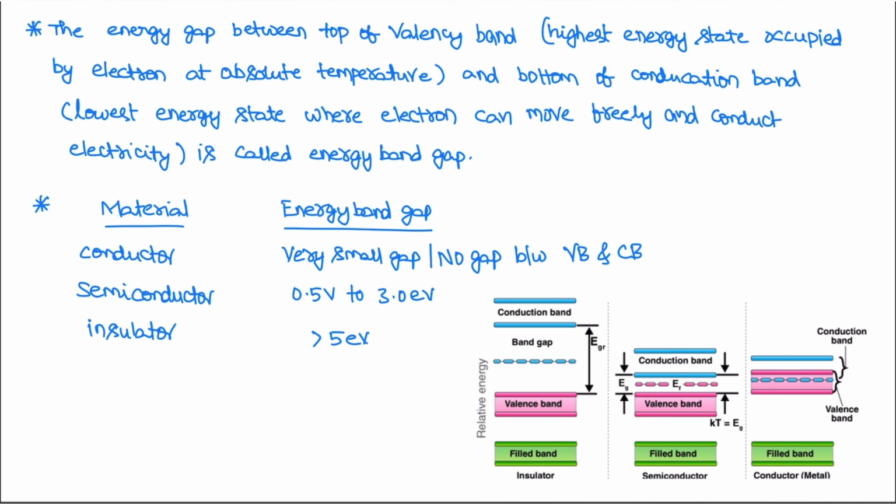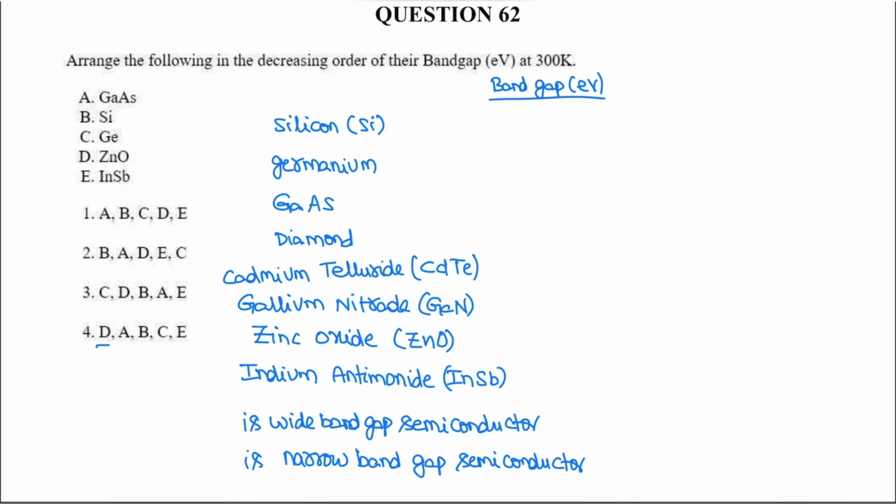For a conductor, the energy band gap is very small or no gap exists between the valence band and conduction band. So for an insulator, the energy band gap is the highest, and for a semiconductor, the energy band gap lies between the conductor and insulator. For silicon, the energy band gap value is 1.1 electron volts.